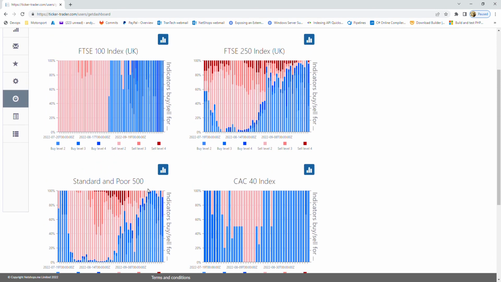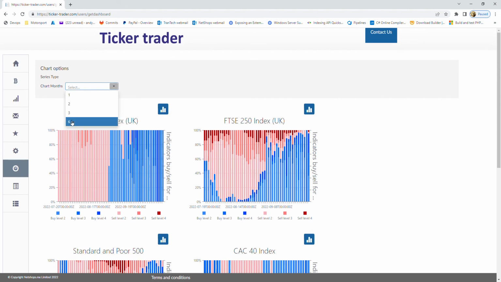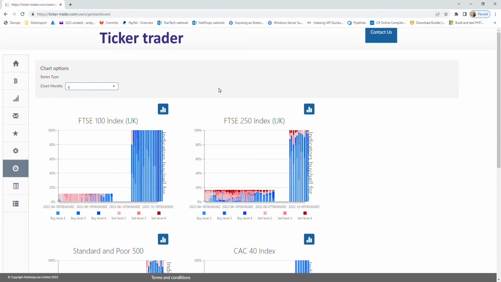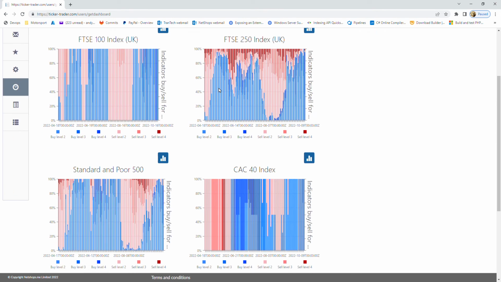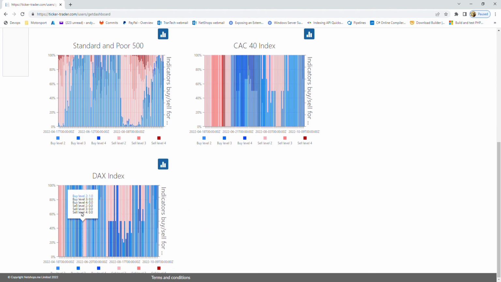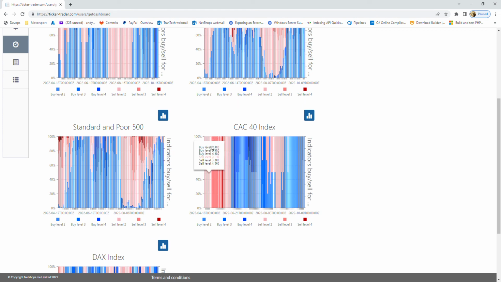And we start to get a picture, because if we look, we can see that the S&P 500 kind of mirrors the FTSE 250, or the FTSE 250 mirrors the S&P 500 more likely. And we can change the period for the charts to 6 months, and there we go. And we can see there's a big correlation here and here. The CAC only has 40 stocks, and so does the DAX. So they have a big swing from sell indicators to buy indicators.